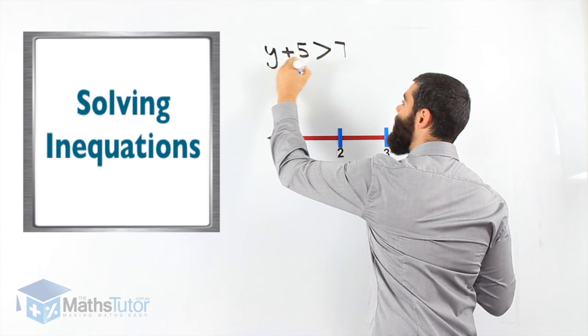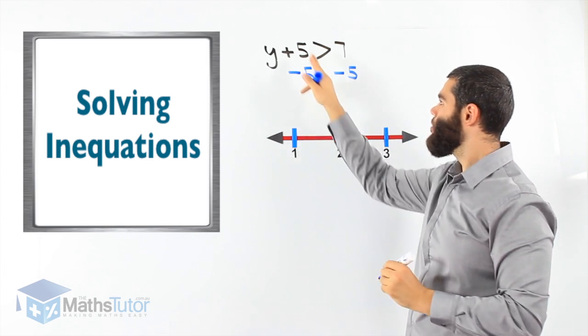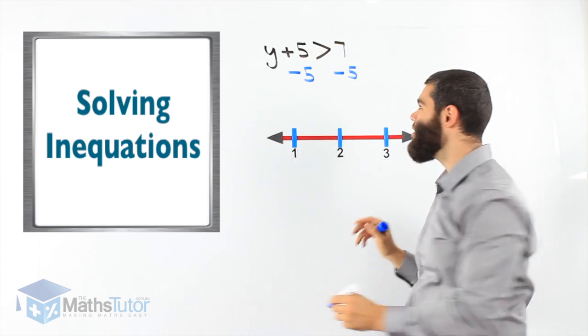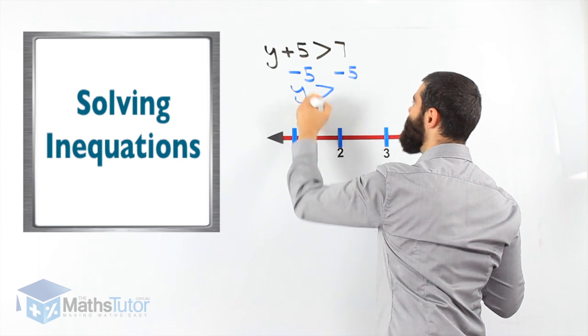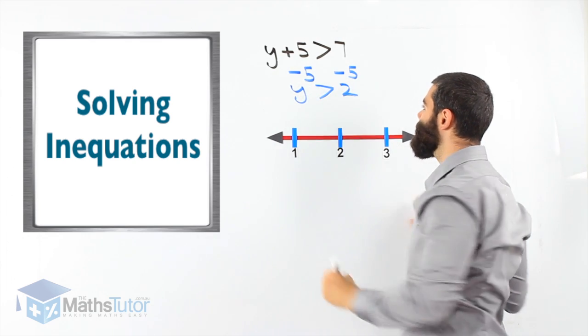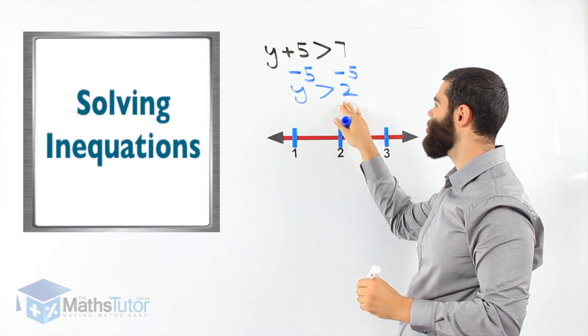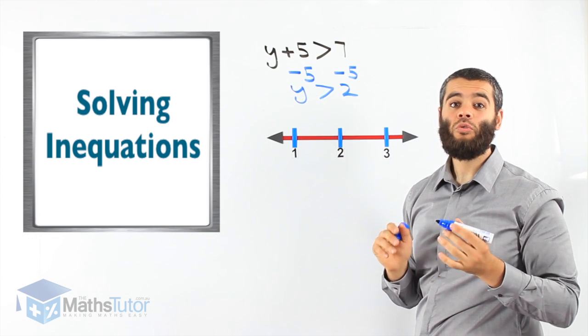Plus 5 is minus 5, and minus 5 on the other side. 5 minus 5 is gone. We're left with y. y is greater than 7 take away 5, which is 2. So our solution: y is greater than 2. We solved the inequation. We are also asked to graph it.